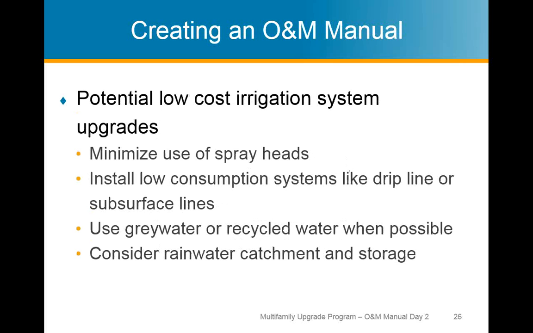And so speaking of that, what are some potential low-cost irrigation system upgrades? We like to minimize the use of spray heads. We like to install low consumption systems, just get rid of the spray heads altogether and use drip lines or subsurface lines. Maximizing the use of gray water or recycled water, depending on how your building is set up and what your local laws for that type of thing might be. And then consider the addition of rainwater catchment, cistern, storage equipment. I know that can definitely border on the not low cost option, but it's a wide range of potential solutions there that can range from relatively low cost to pretty high cost, depending on what you're trying to do.